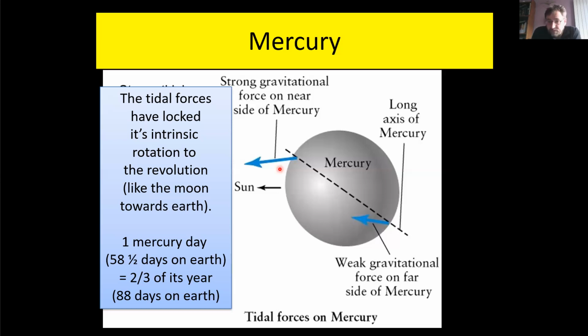The gravitational forces were so strong that the moon has locked its rotation and revolution around the Earth. If you remember the very first lecture, these tidal forces, the same happened to Mercury, but in a different ratio. One day, which means one spin of Mercury, is 58.5 days, roughly. And this is 2/3 of its year. It takes only 88 days to go once around the sun.